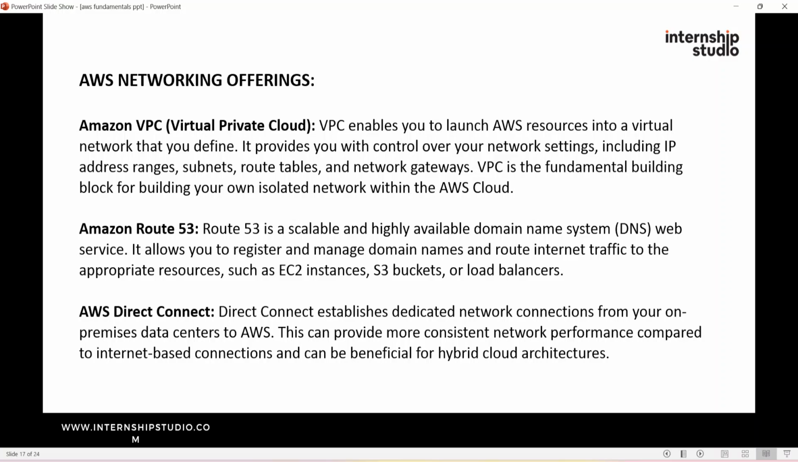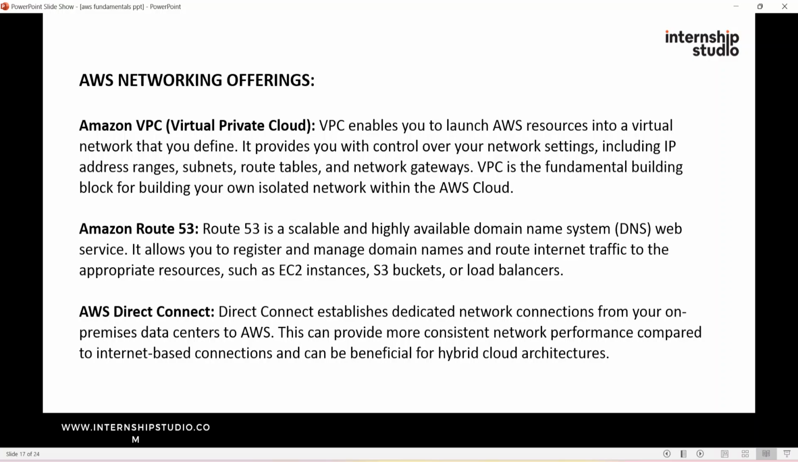Another thing is Amazon Route 53. Route 53 is a scalable and highly available domain name system web service. It allows us to register and manage domain names and route internet traffic to the appropriate resources such as EC2 instances, S3 buckets, or load balancers. So if you have some xyz.com like domain set up, you can redirect that domain to any resources you have. Any customer traffic that is coming, you can route via Amazon Route 53.